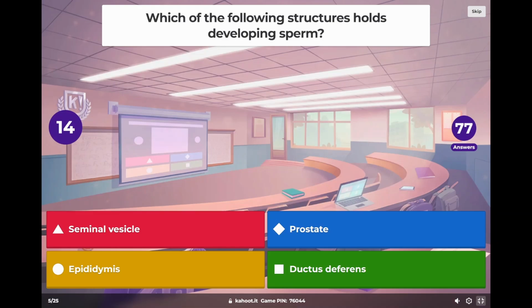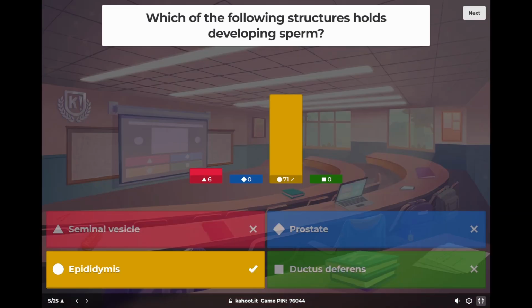What does seminal vesicle and prostate do? Transport that? They just add stuff to the semen. They just add fluid to the semen collection as the sperm go along the tubes. Okay, good.